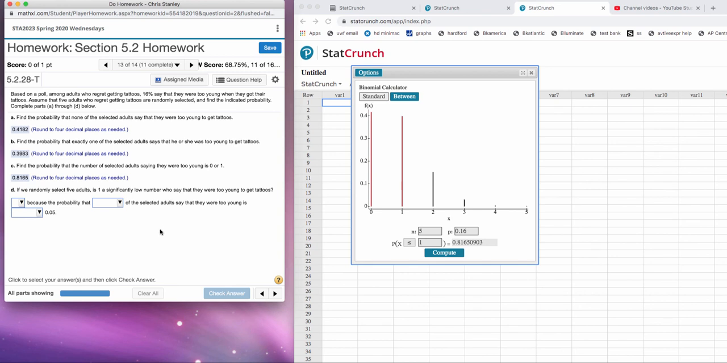Okay, so is 1 statistically low? No. There's the probability. So if they ask for 1, you have to do 1 and you have to add 1 with the 0. 1 or less. 1 or less. At most 1.